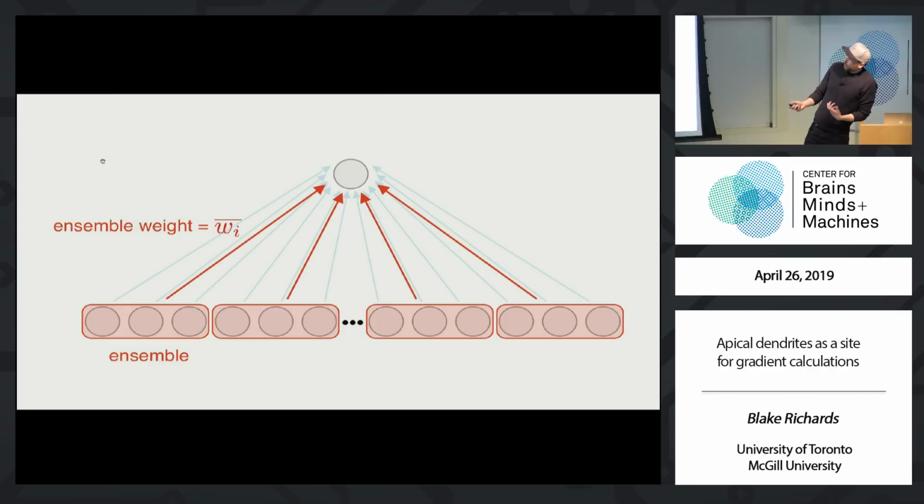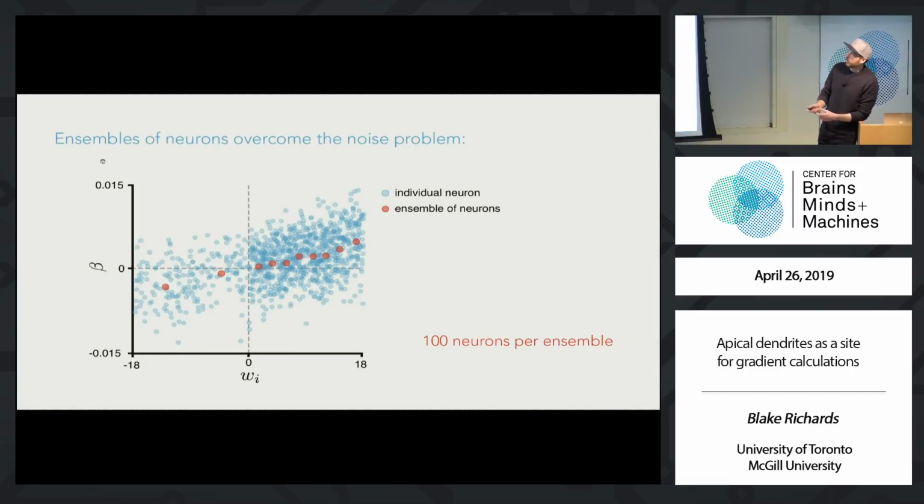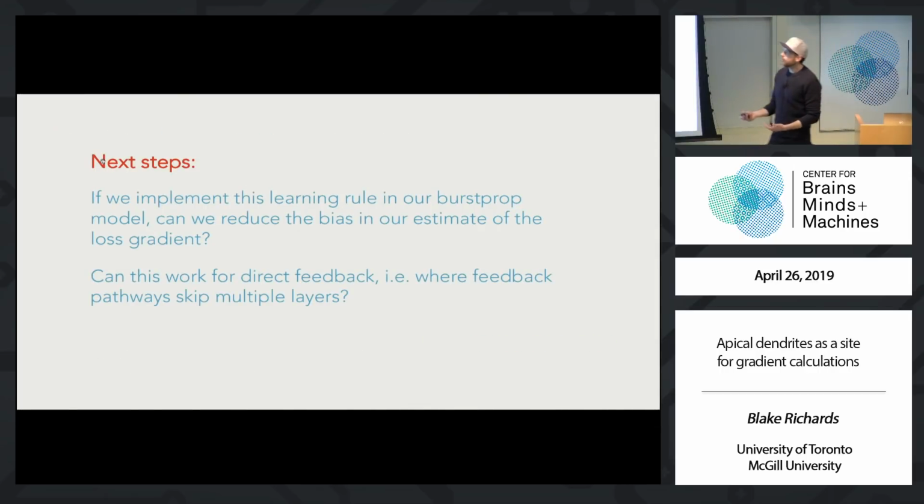But one of the interesting things is, obviously, in our previous model, we were particularly interested in the ensemble level models. And there, when we look at sort of ensembles of the input neurons, the actual estimate of the sign of the weights is quite good. So that's potentially one way of getting around this noise problem. And basically, our next step is to try to implement this in our burst prop model and see if we can reduce the bias in our gradient estimates using this mechanism. Another thing that we'd like to look at is using this for direct feedback, where the feedback pathways skip multiple layers, because we think it might even work in that situation, but that's another conversation.